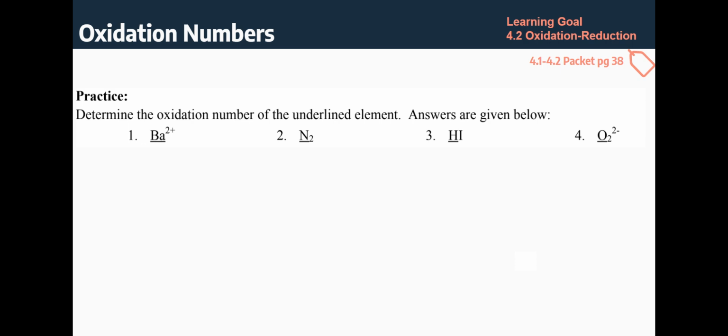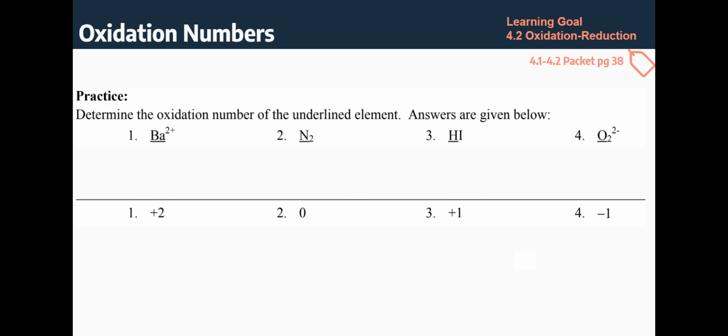Question 4 is a peroxide. It's O2 with an overall 2 minus charge. So each of those oxygens has to be -1 for both of them to combine to give us -2 total. The next 4: AgBr, CuCl2, HNO3, and ClO3 1 minus.